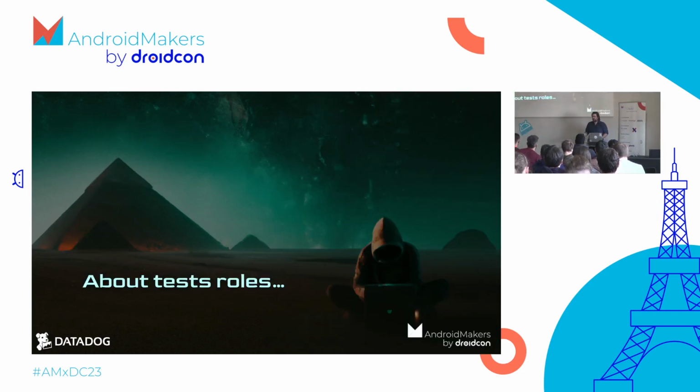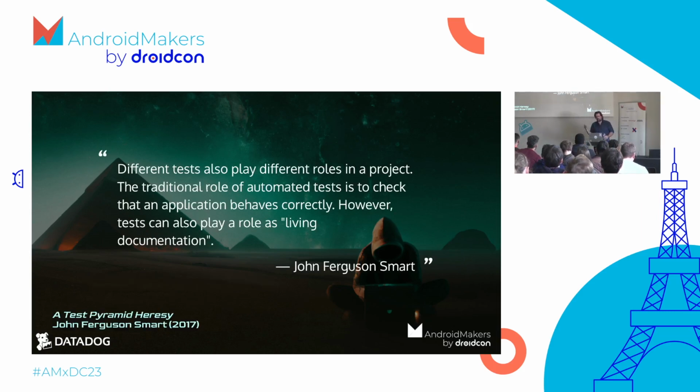About test roles. So this is going further in the question about why we're testing. This section was inspired by a blog post by John Ferguson Smart back in 2017, where he was talking about the test pyramid. And one of the sections is very interesting because it says that different tests also play different roles in the project. The traditional role of automated tests is to check that an application behaves correctly. However, tests can also play a role as living documentation.